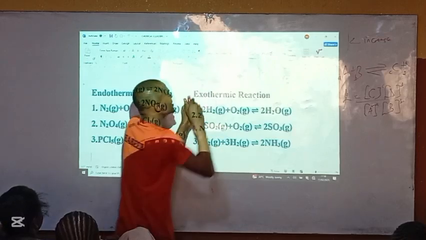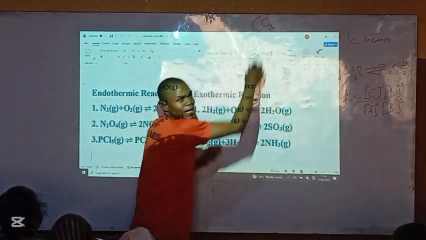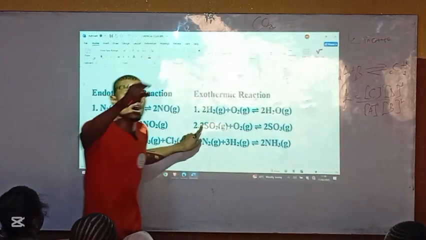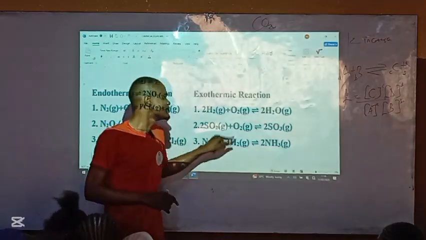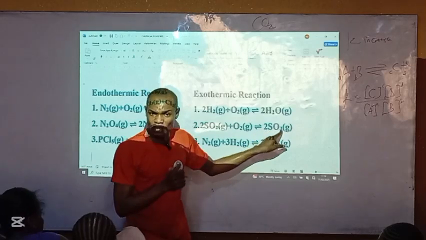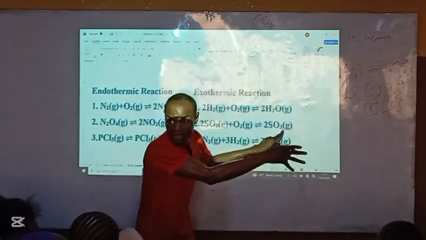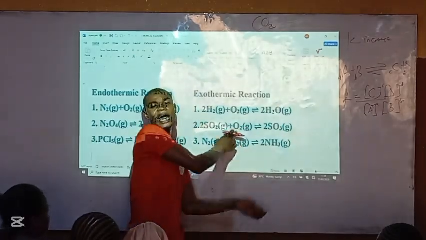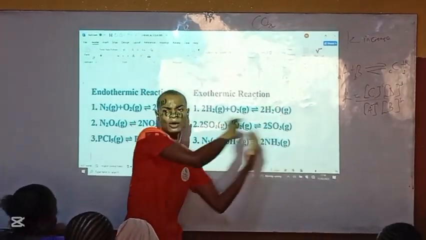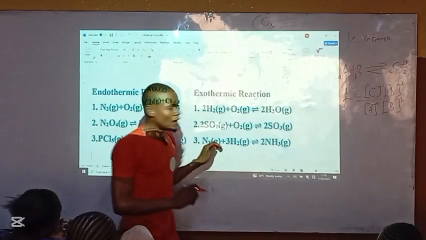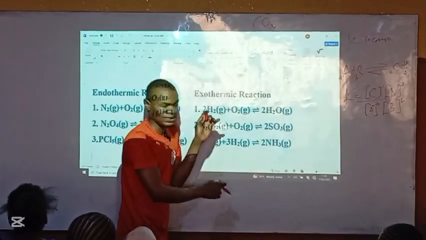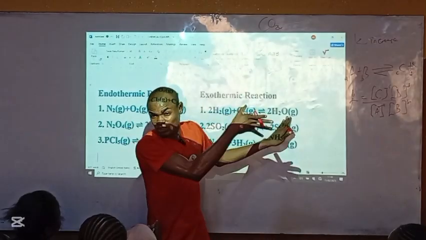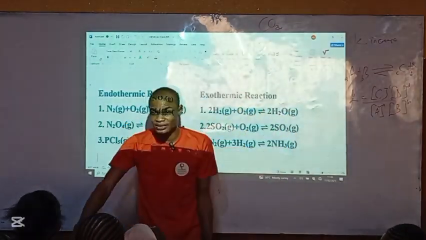Now, when you see SO2, sulfur dioxide, reacting with oxygen to form sulfur trioxide, that's exothermic, right? Now, if this wants to decompose back to form oxygen and sulfur dioxide, the backward reaction is endothermic. Also, hydrogen gas and oxygen gas forming water vapor is an exothermic reaction. These are examples of exothermic reactions.